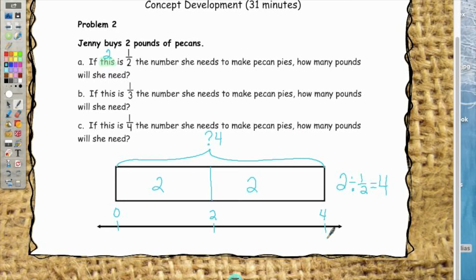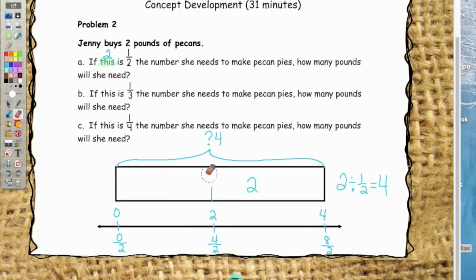Okay? So this would be 0 halves. 2 would be how many halves? 2 halves is 1 whole. 4 halves. And what would this be? 8 halves. Okay? All right, let's keep going.